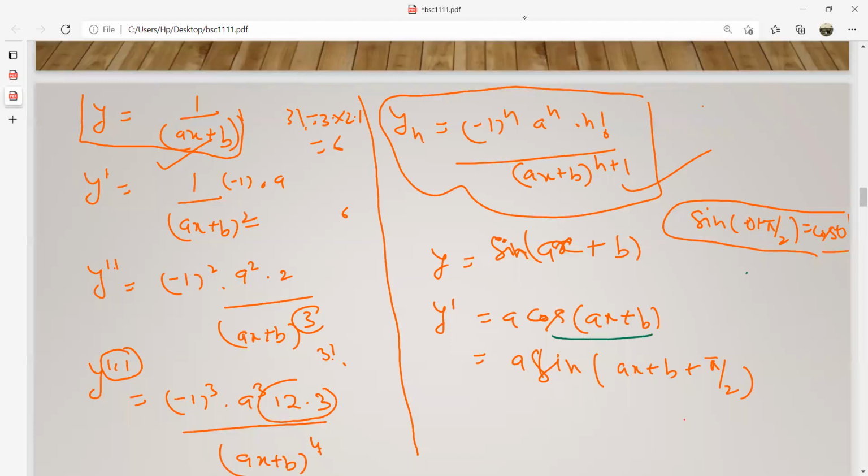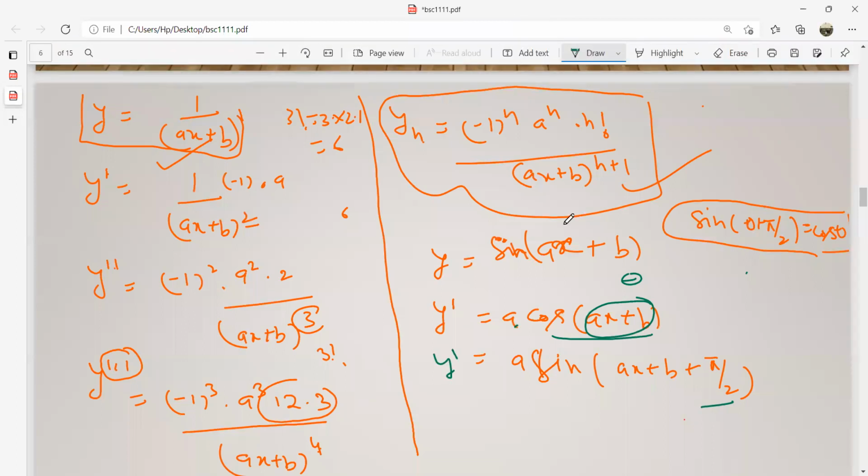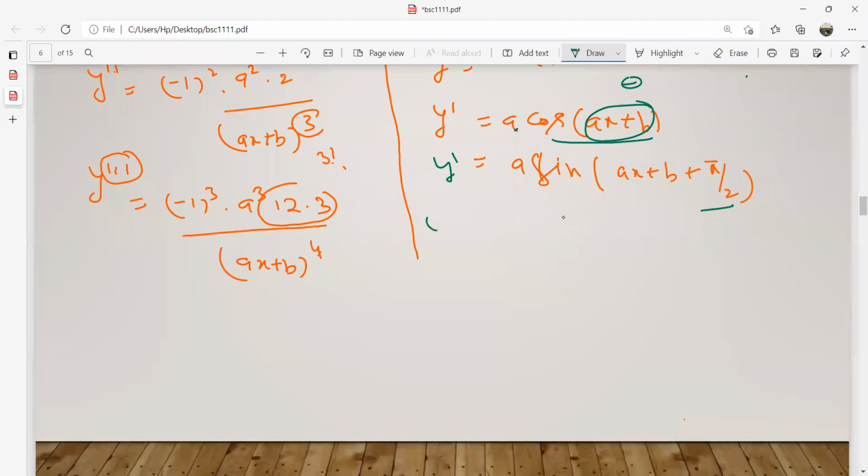This function is put in the form of sine. So here is cos ax plus b, that is cos theta. This is your theta. So this can be put in the form of sine again. So we have to simply add pi by 2 here. So again, this is your formula. This is your first derivative. Again, we have to differentiate this.